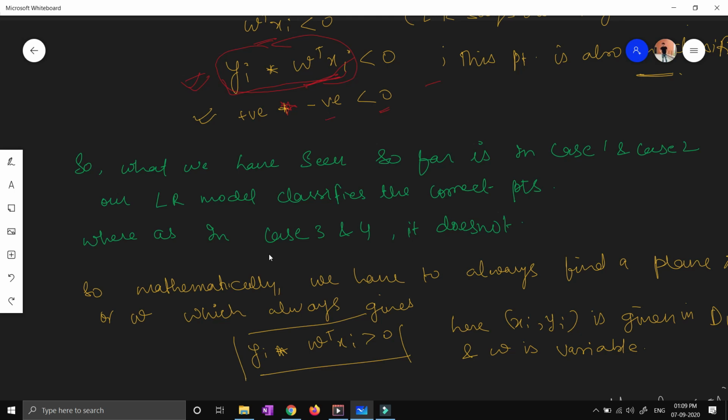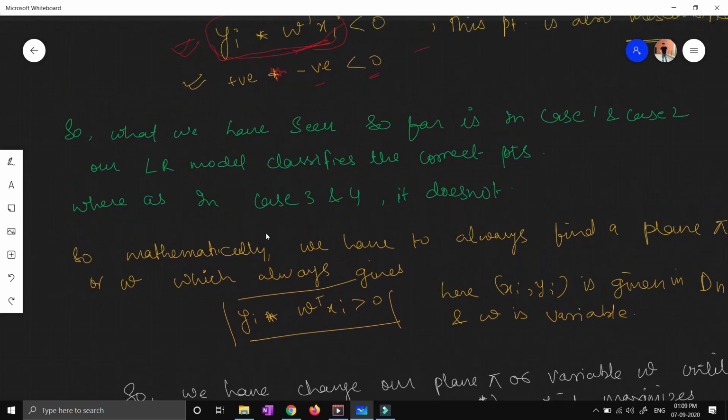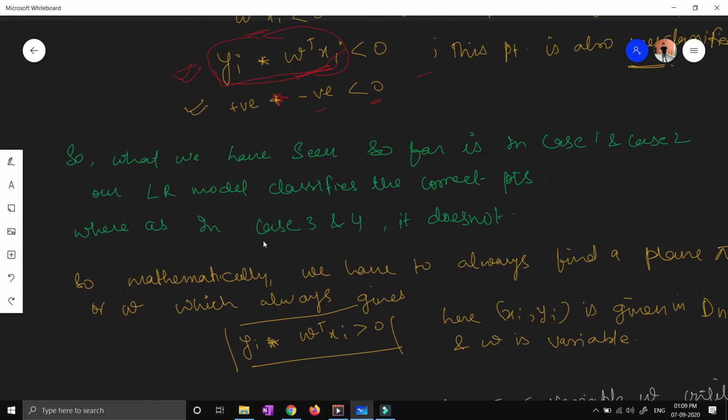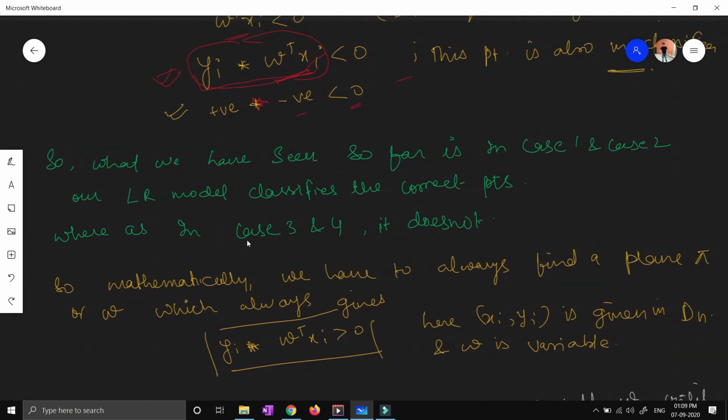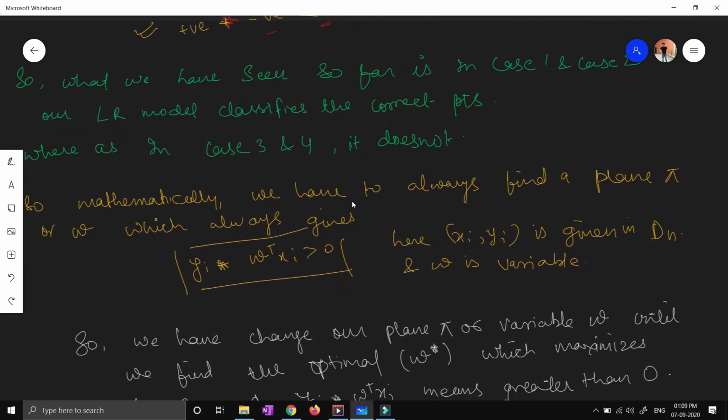So mathematically, we always have to find a plane, or the values of w and b, which always give this particular term greater than 0. If this particular term is greater than 0, it means my plane is perfectly fine and correct. That's it. So always remember this particular thing in logistic regression. I'm giving you the geometrical interpretation of this as of now.